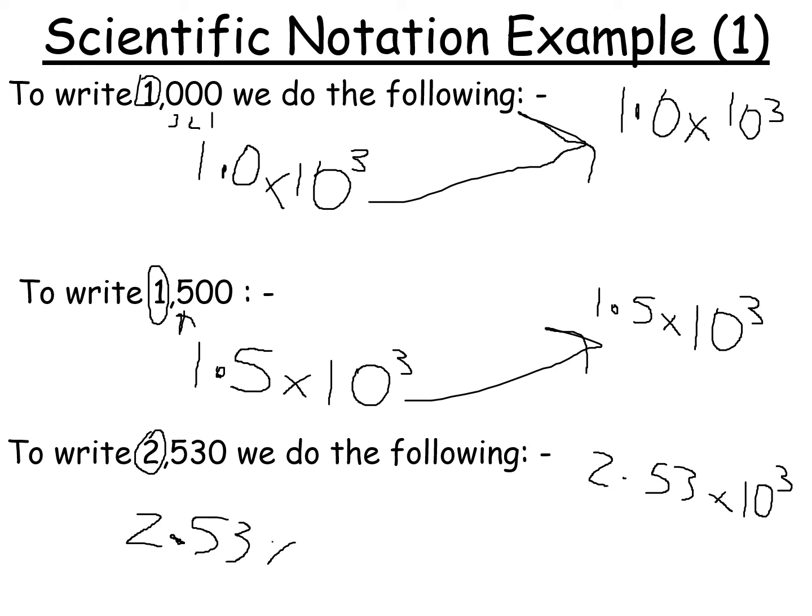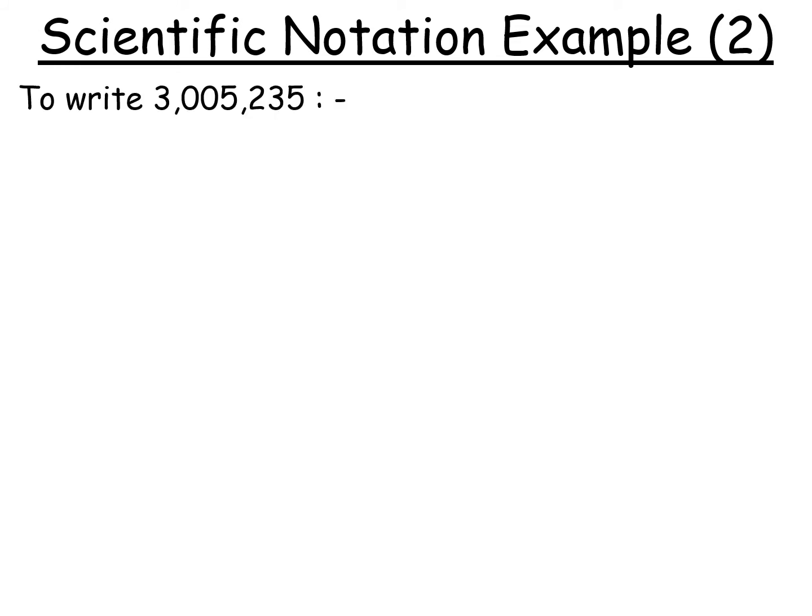Then we put the times 10. And then how many numbers are there after the whole number? Well, there's 1, 2, and 3. So we put times 10 to the 3, and that's our answer there, which is the same as before. Okay, now the next slide has 3 more examples, which are a little bit trickier. So I would like you to try those. I will take you through the answer each time though. Okay, so can you write this one in standard form? Pause the video and then I'm going to show you how to do it.